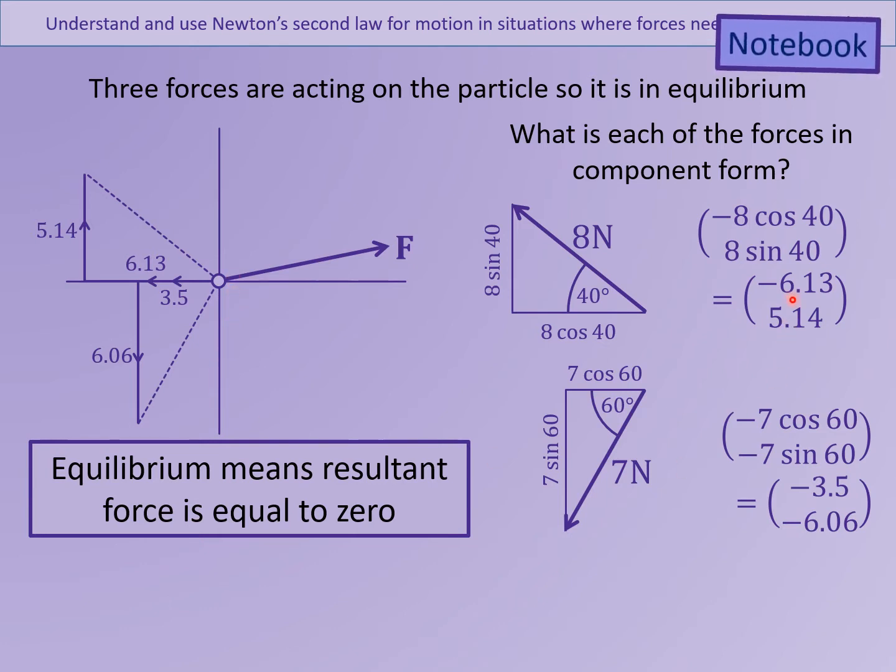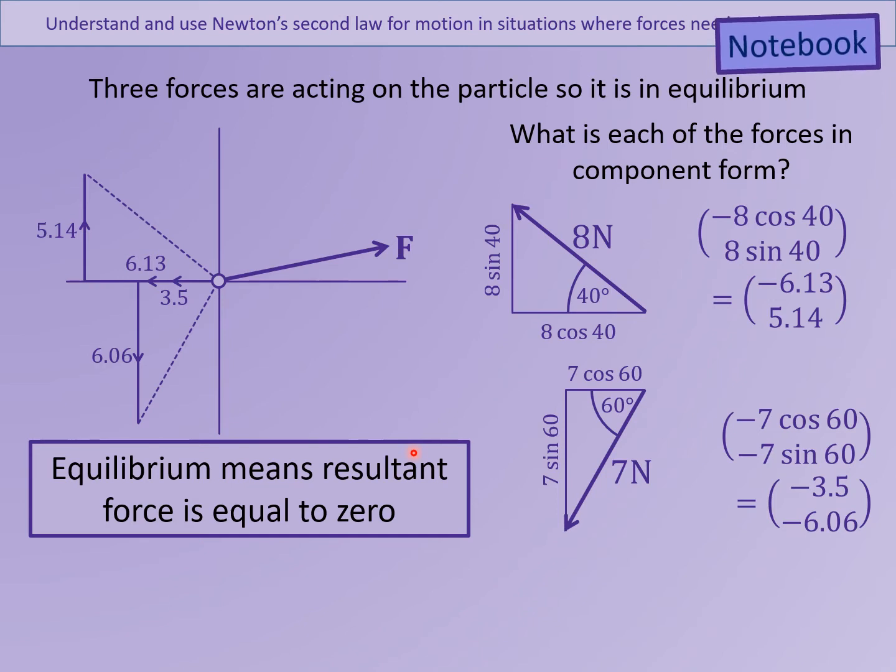Now I'm going to do this one with vectors to make it easier. If you want to do it just with i's and j's and resolve in the i and j directions, it's up to you. Okay, if you're going to do i's and j's, it'll be this one here going across in the i direction. The F in the i direction will be 6.13 and 3.5. They have to balance each other out. How do we work out the up part for F? Well, it'll be the 5.14 added on and then minusing that 6.06.